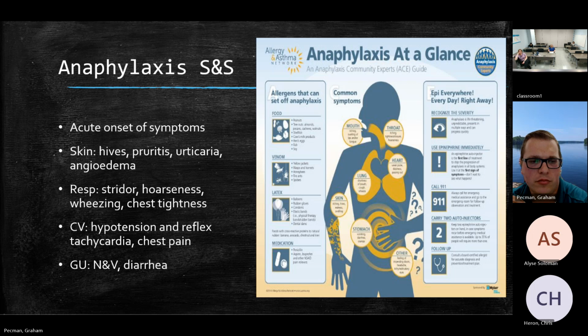Any anaphylaxis that progresses to the shock state, you're going to get all of these symptoms: hives, all the respiratory symptoms that are typical with anaphylaxis, cardiovascular symptoms, reflex tachycardia, hypotension, chest pain because, instead of arterial dilation, systemically it's going to cause coronary vasoconstriction, nausea, vomiting, diarrhea, all these other fun things.